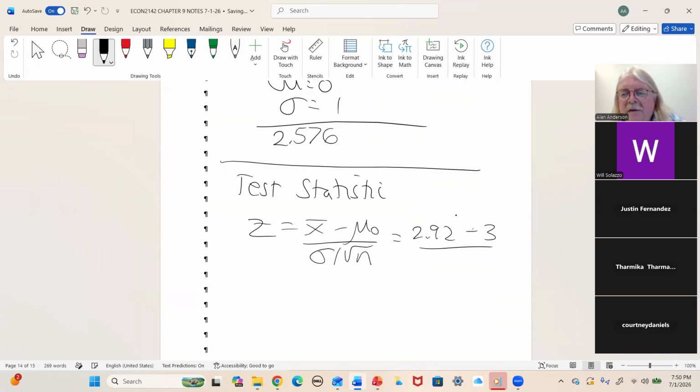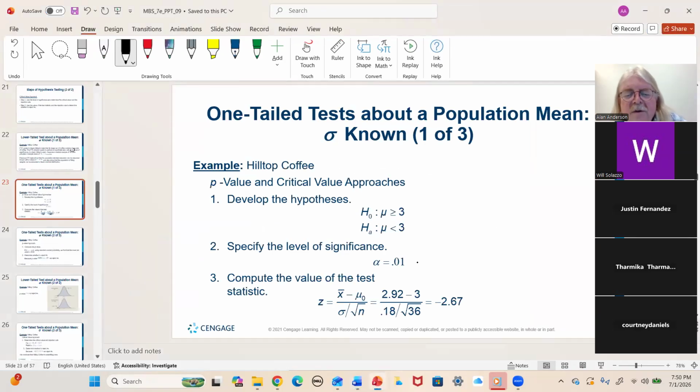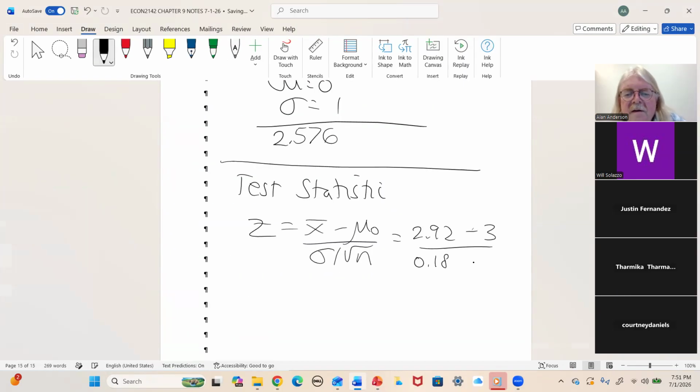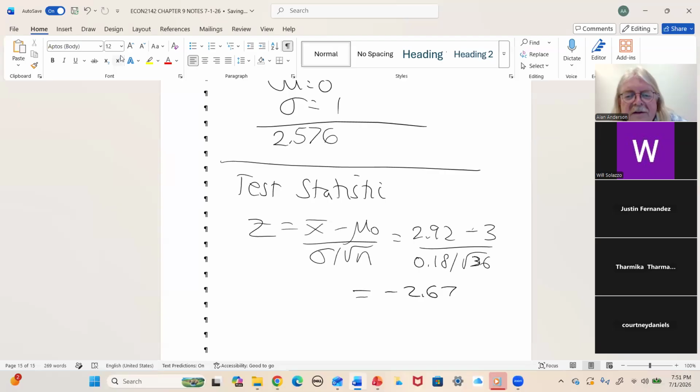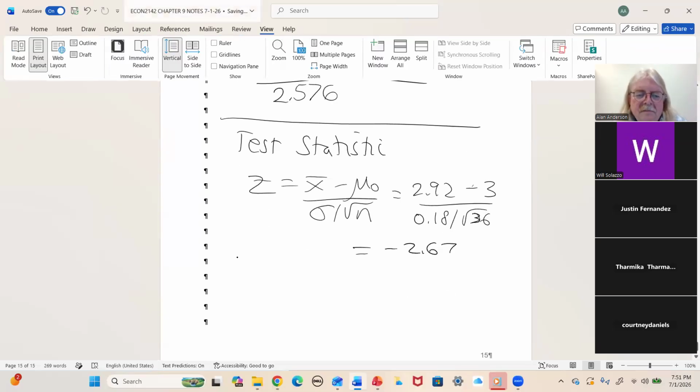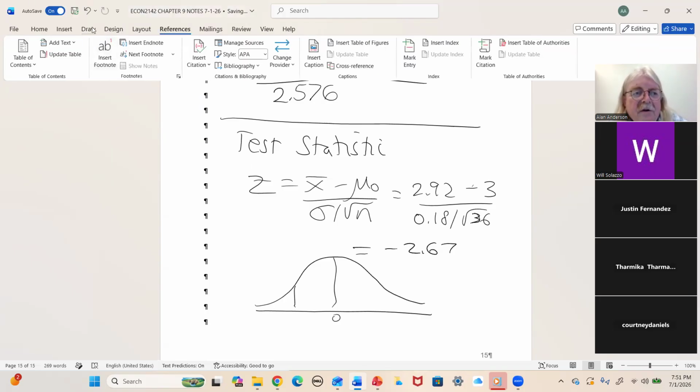It's 3, the hypothesized value of the coffee cans. Sigma was given to us as 0.18. Then we divide by radical 6. It was approximately negative 2.67. And because we're running this as a left-hand test, we have our critical value in the left tail. That's what the name refers to.